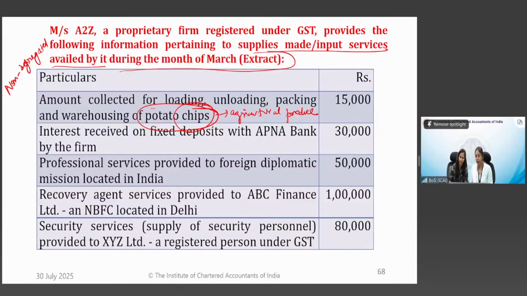Similarly, we have interest received on fixed deposits with Apna Bank by the firm. Now, this interest received, we have to identify that interest has been received. That means this is an outward supply. Which outward supply are we actually making? We are making the outward supply of extending deposits. Now, please tell us the treatment.